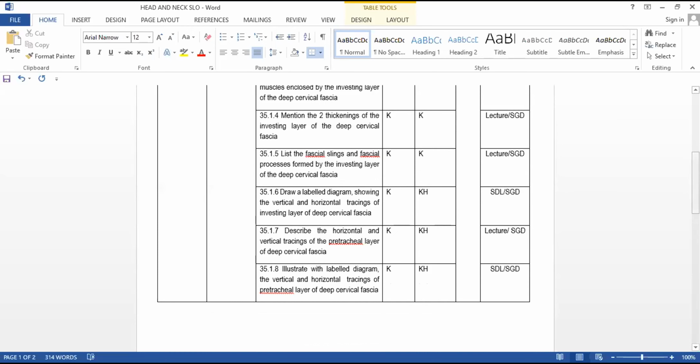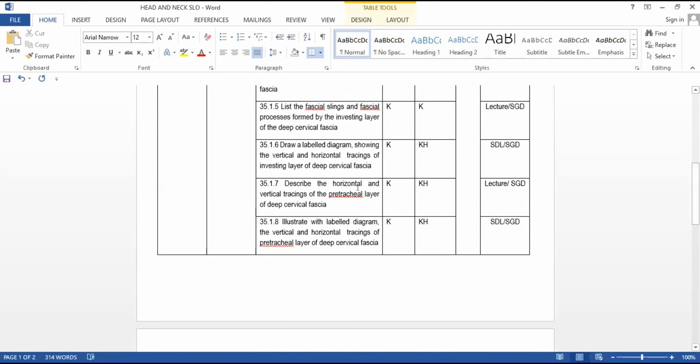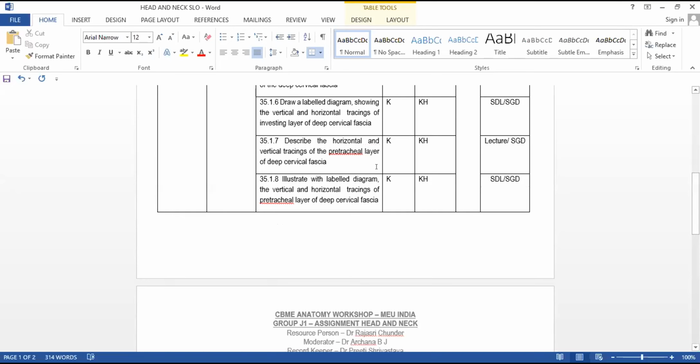Then the sixth SLO is draw a labelled diagram showing the vertical and horizontal tracing of investing layer of deep cervical fascia. Domain is K, level is knows how, and it can be done either by SDL or small group discussion. Seventh is describe the horizontal and vertical tracing of pretracheal layer of deep cervical fascia. The domain is K, level is knows how, and the teaching learning method is lecture and small group discussion.